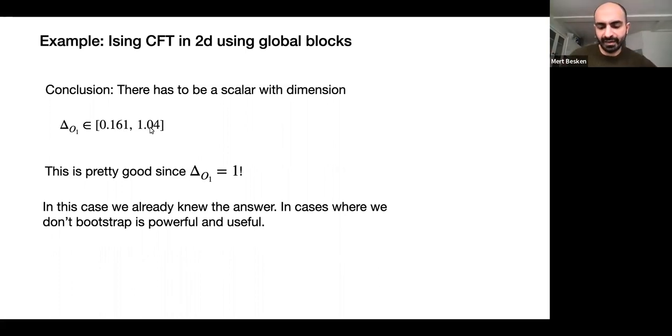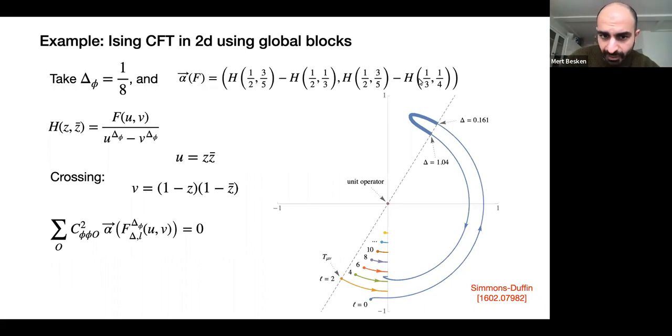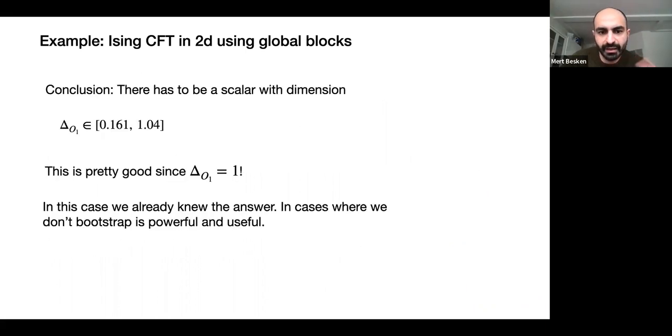So this is one example, and this was a cooked up linear functional, and we're going to try to generalize that, and that will be the rest of the talk. In this case, we knew the result using the infinite dimensional Virasoro symmetry, and the first excited state has dimension 1. So this is pretty good because it's saying its dimension cannot be greater than 1 or 4. But we already knew the answer in this case. In cases where we don't, bootstrap is powerful and useful.